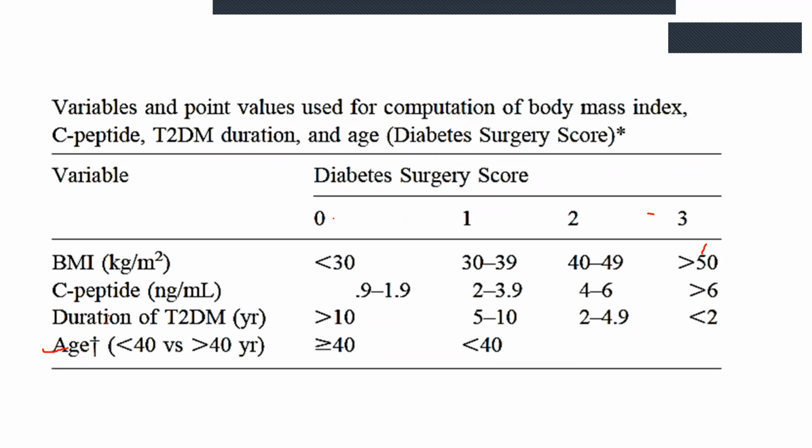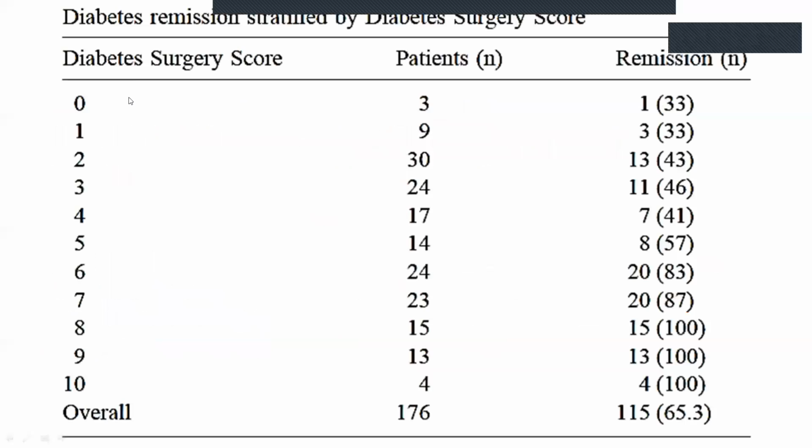When it came to the duration of diabetes, if the duration was shorter, then the chances of remission were higher. So that was given a higher score in this model. When we total the scores, it ranged from 0 to 10, with 10 having the highest chance of remission. In their model, it was 100%, and if it was 0, the remission rate would be 33%.